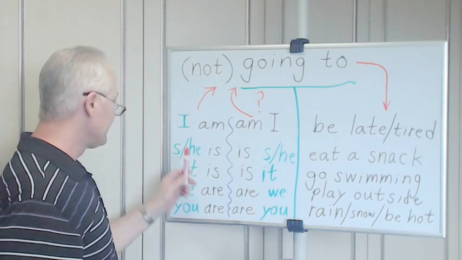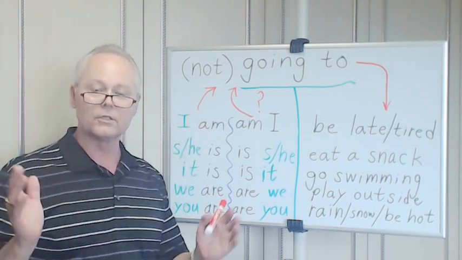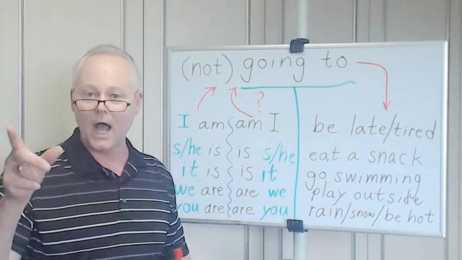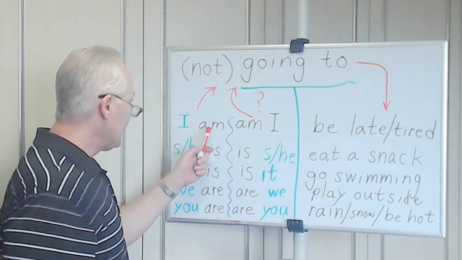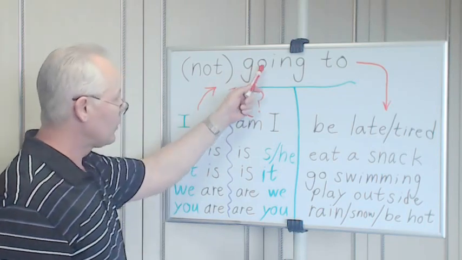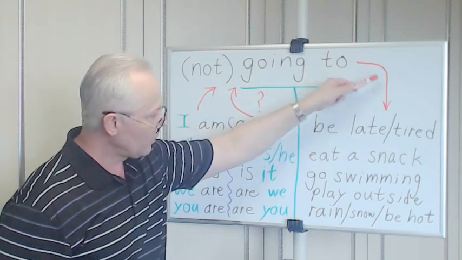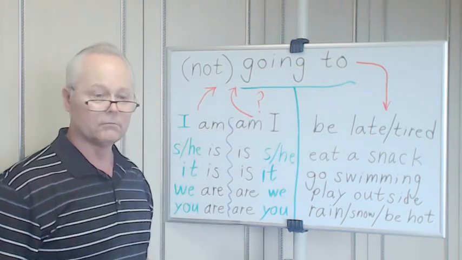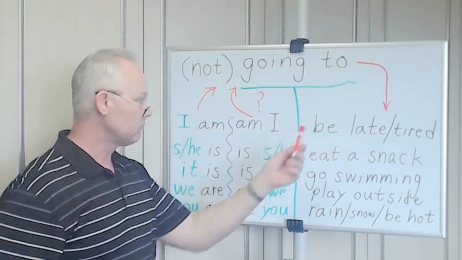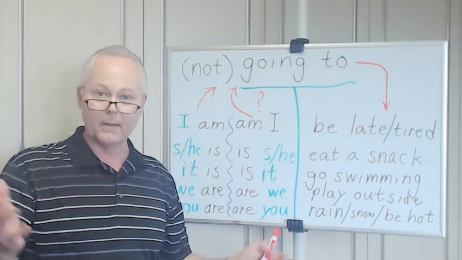Now here we have a list of things we could say that are positive. For example, I am, of course, really you'd make a contraction. I'm. I am going to be late. I'm going to be late. I'm going to be tired. I'm going to be angry.